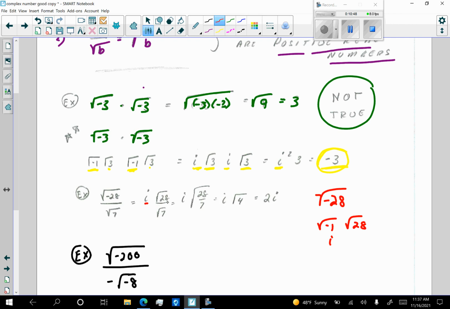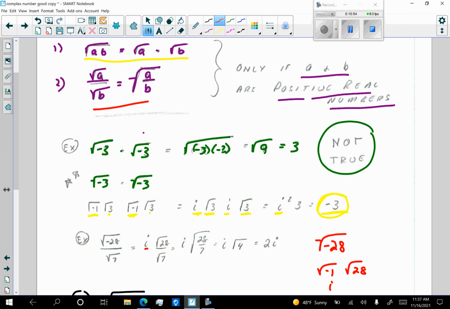And what do I have left? The square root of 28 over the square root of 7. By this property right here, the square root of 28 divided by the square root of 7 is equal to the square root of 28 over 7, which is 4. Square root of 4 is 2. So this guy right here is 2i. Who would have thought?